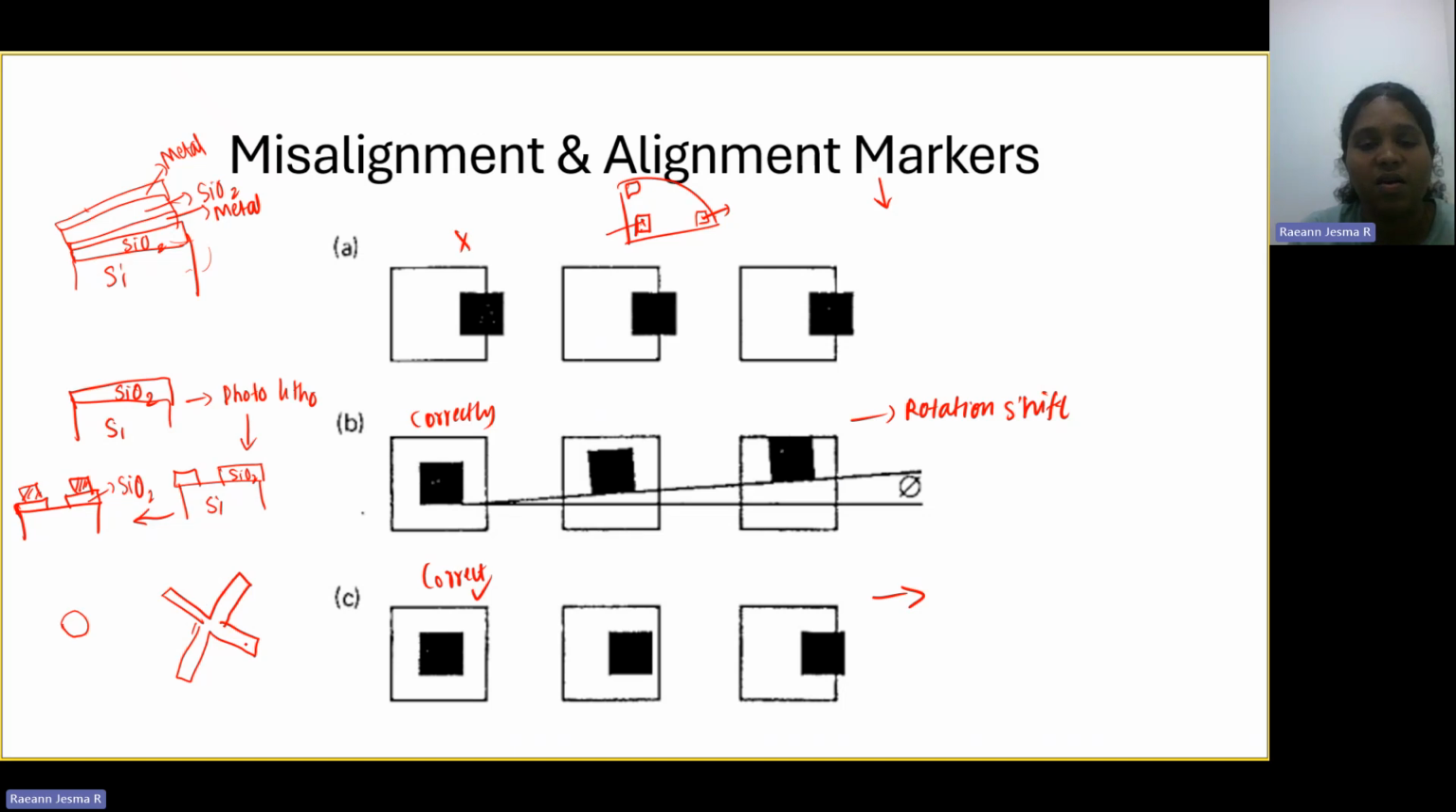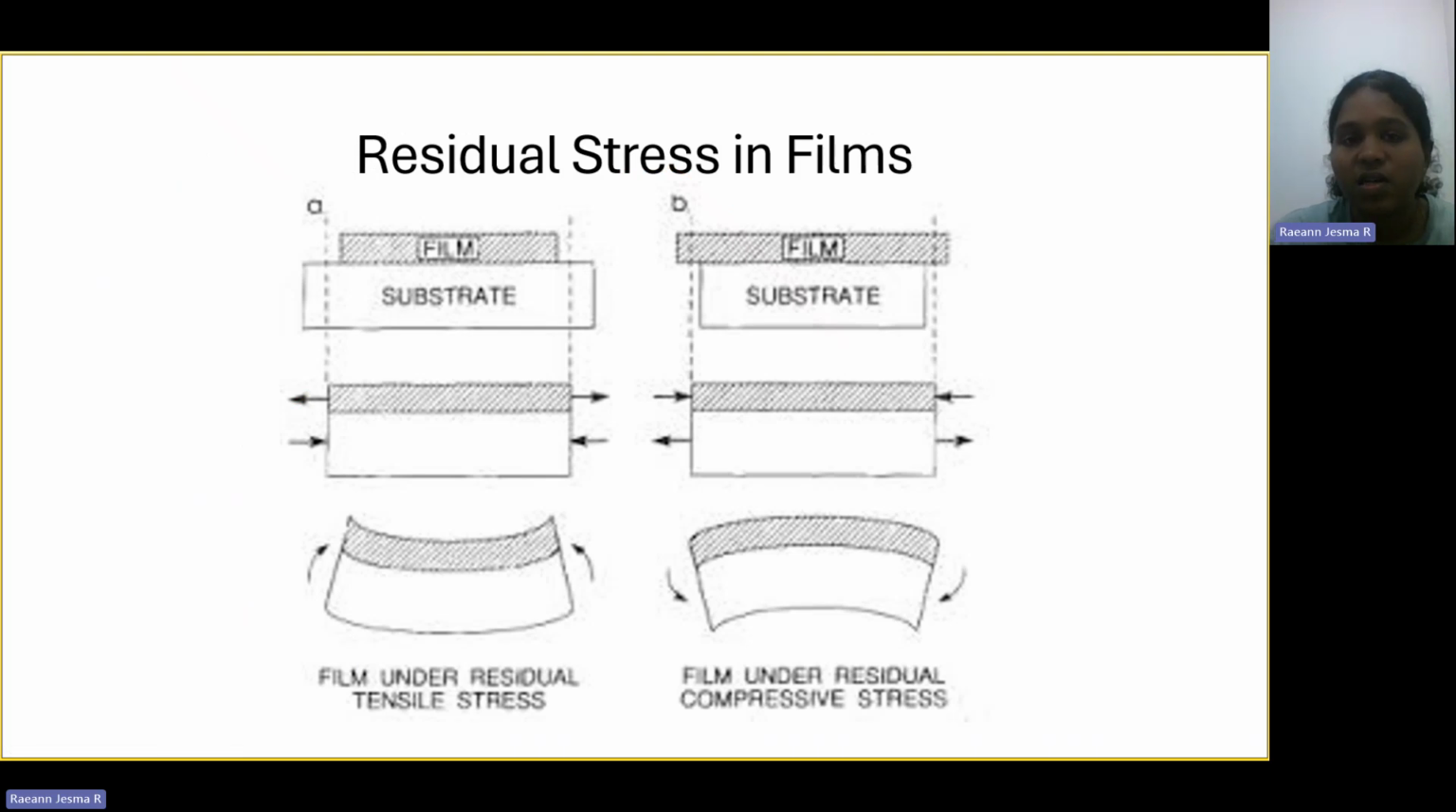And another topic that we saw was residual stress in films. In one of the course lectures, we had a scenario where the released cantilever was bent. That was because there was SiO2 deposited on the cantilever, and the SiO2 was under stress. You know that silicon dioxide has compressive stress, right?